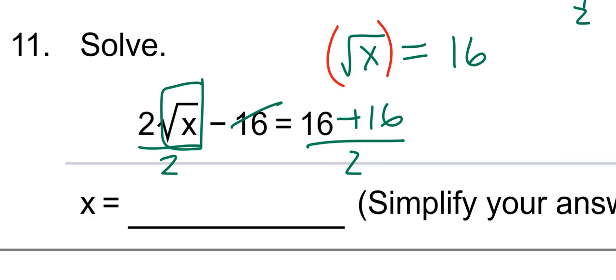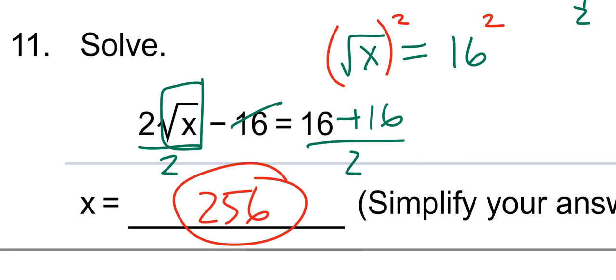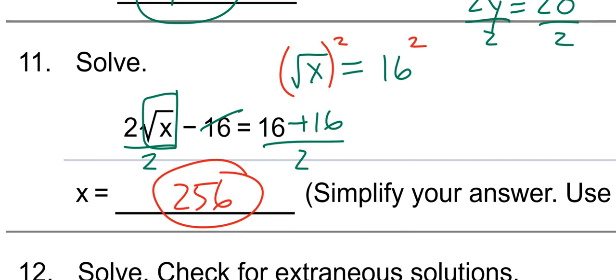What do we do to both sides? Square it. We do not get 4. What do we get? What's 16 times 16? What do you got, Mr. Anderson? 256. Okay, good. 256. Glad we got a few people with that answer.